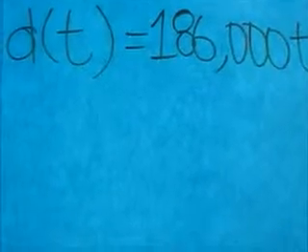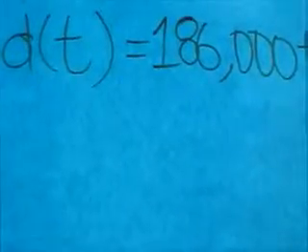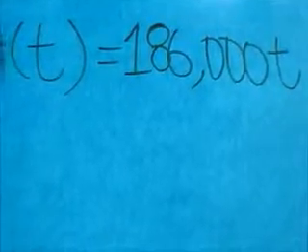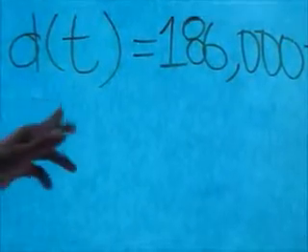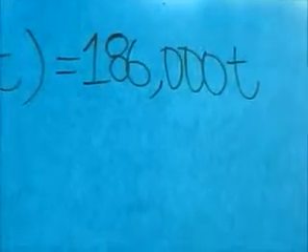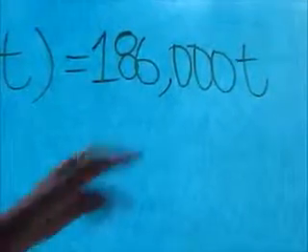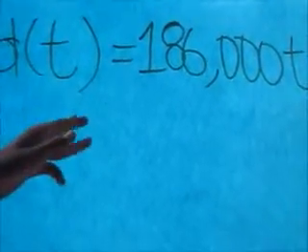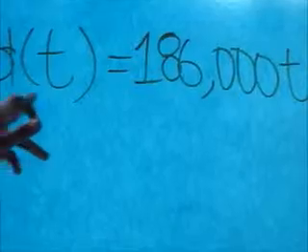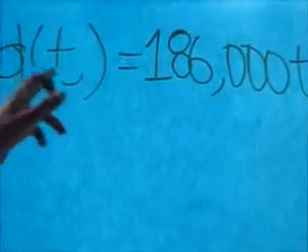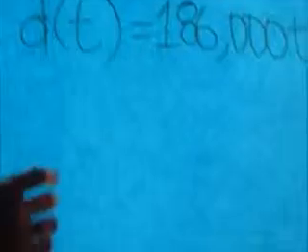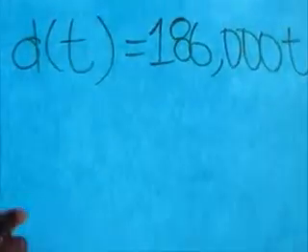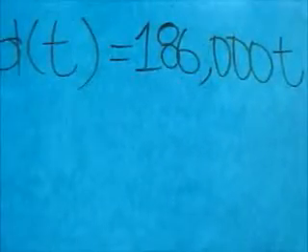Exercise 9. Physics. Light travels at about 186,000 miles per second. The function d(t) equal to 186,000t gives the distance d(t), distance in miles, that light travels in t seconds. How far does light travel in 30 seconds?